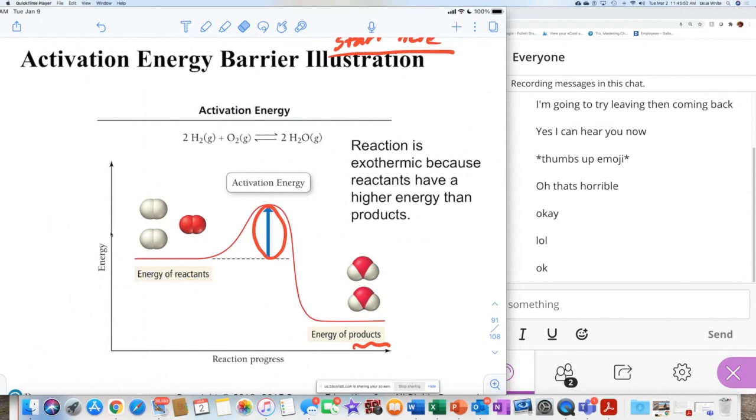You have the reactants' energy on the left side and the energy of the products on the right side. The idea is, in order for reactants to become products, the reactant energy must fulfill this minimum requirement here, and that minimum requirement is the activation energy. Once that minimum requirement is met, then the assumption is that products can be made.